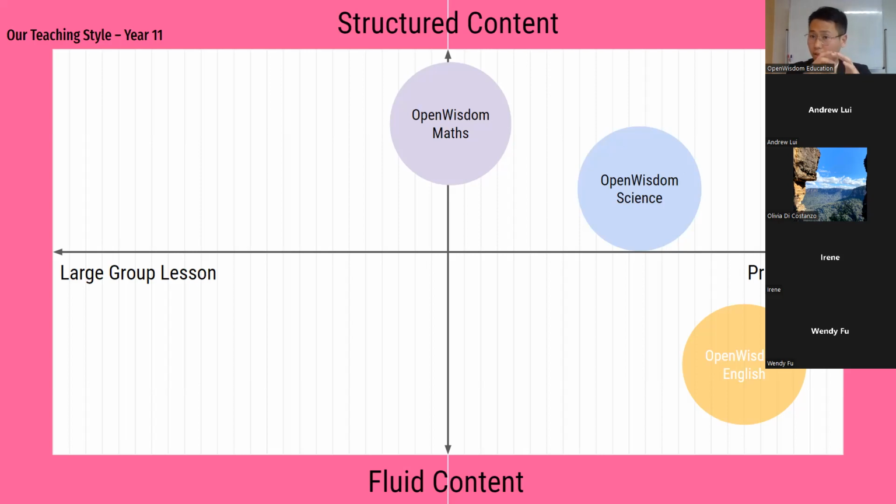It depends on the school's progression and the choice of text that you've been allocated, whereas our math lesson is very much structured. Every week you'll get a weekly booklet, and then the classes are usually run in a small group of 1-on-2 or 1-on-3 that will synchronize with your school progression, making sure that you get the max result. And then OpenWisdom Science is somewhere in the middle, depending on the school progression as well. So that summarizes our style of teaching.